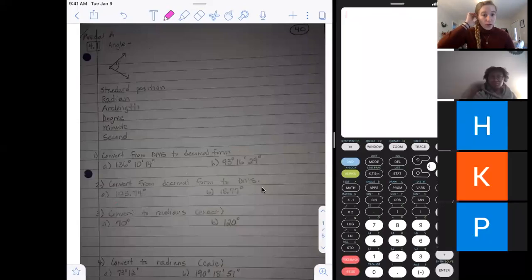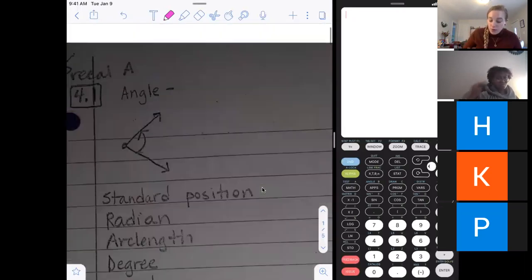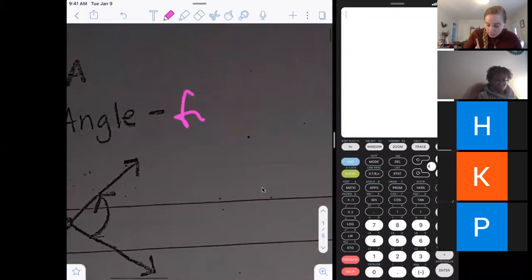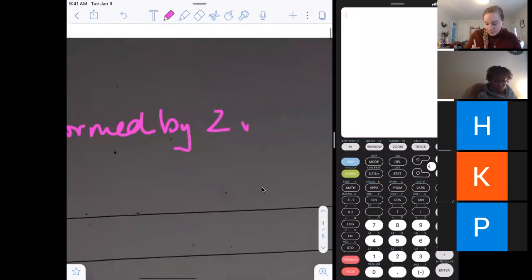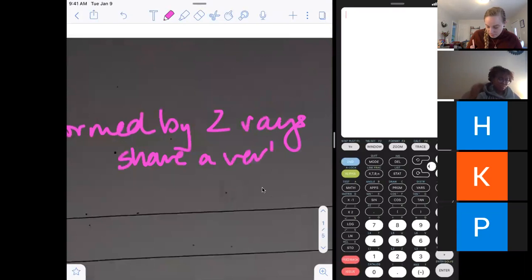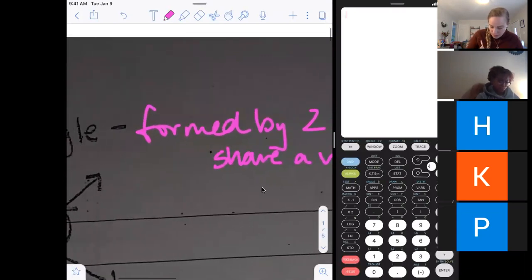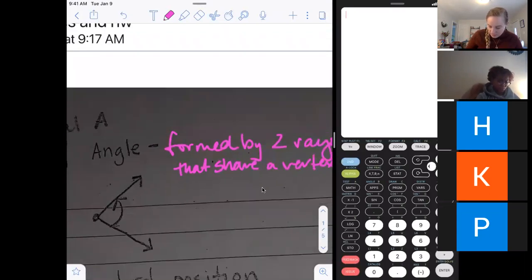So we're starting 4-1, and we're starting with a very basic topic: an angle. Trigonometry is the study of triangles, and in order to make triangles, we need angles. Angles are formed by two rays, and they share a vertex. We'll just say two rays that share a vertex.